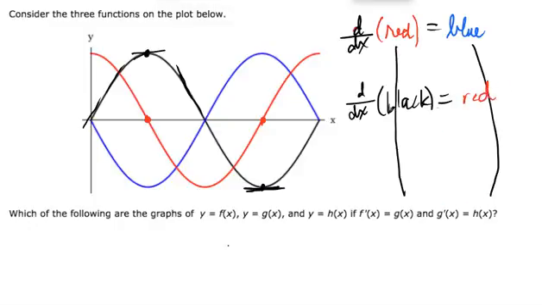So it must be that the first function, the black one, is f. Point the lines the right way. So the black function is f. The derivative of the black function is the red. So the derivative of f is g. So the red must be g. And then the derivative of the red function is blue. So the derivative of g is h. So the blue must be h.